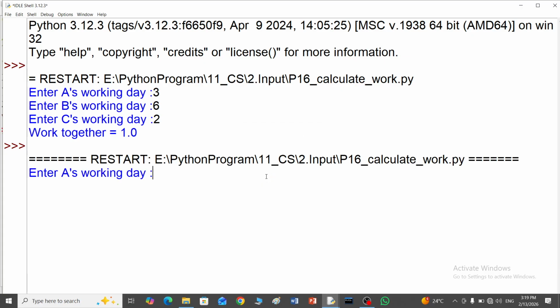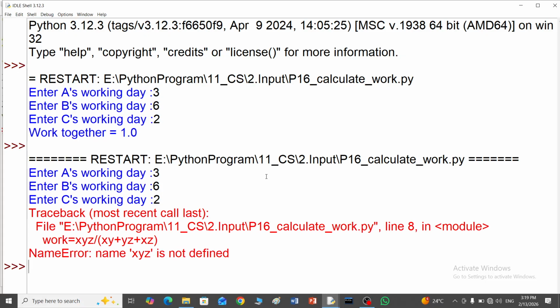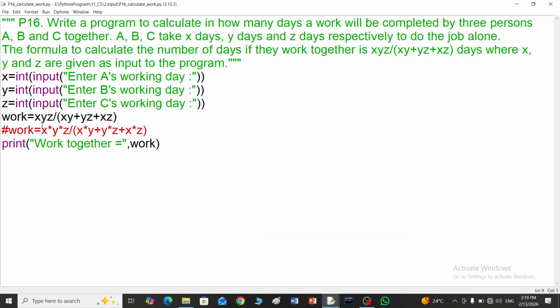Enter working days. Same, I am taking now 3. B's working days 6. C's working days 2. What is that? Error. Why? Name error. Name XYZ is not defined. Why? See, the system will not understand that this is X multiply Y multiply Z. It is taking it as a whole keyword. Whole keyword means one variable. So that's why it is giving the error.